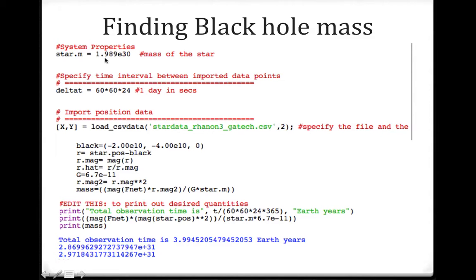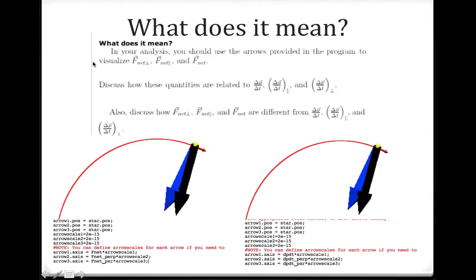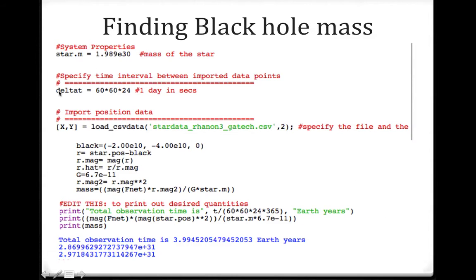We had to input this mass and the delta t, which is 1 day in seconds. Also, we had to link it to the file that gave us the star positions. And then we had to find the mass, given that the force was the gravitational force between the star and the black hole.